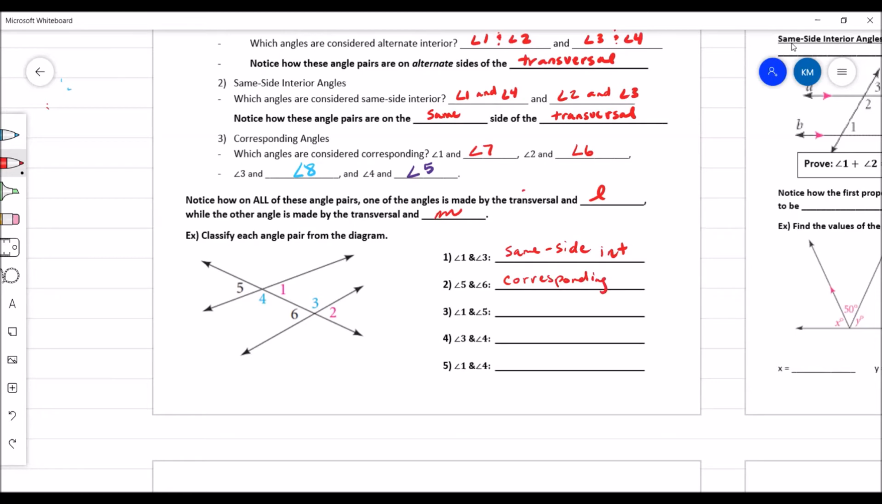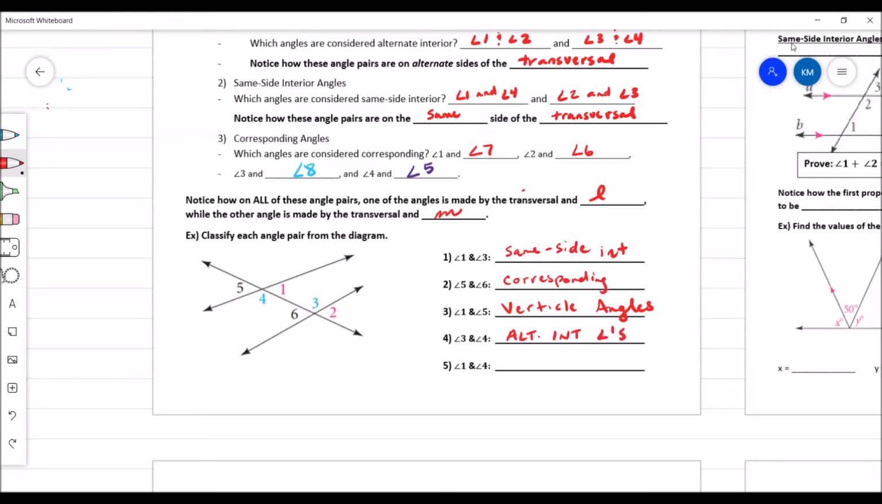Angle 1 and angle 5. Okay, these are vertical angles. Now we didn't talk about these today, but they're still vertical angles. Angle 3 and 4, they're inside on opposite sides of the transversal. So these are alternate interior angles.